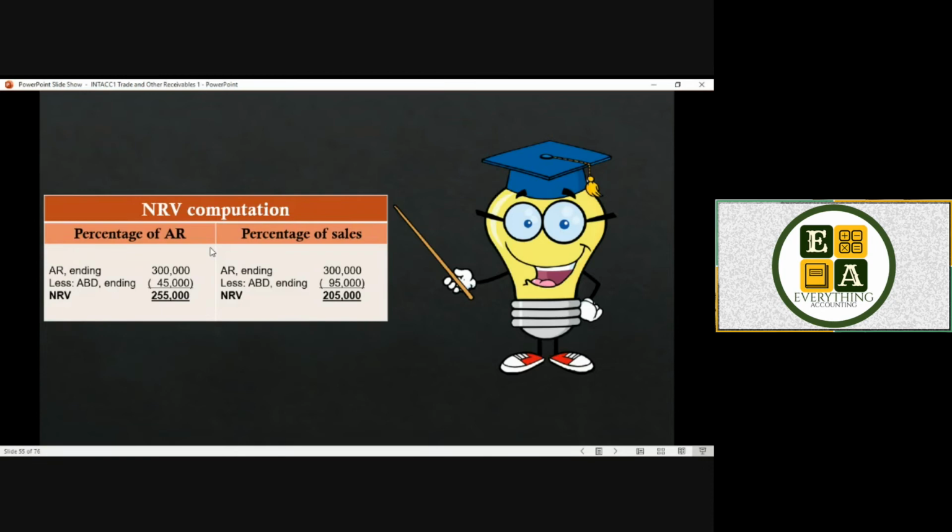So, kanina, yung ending balance natin is 300,000. Kung i-compare natin si percentage of AR sa percentage of sales, since yung ending balance natin ng allowance is 45,000 for percentage of AR, NRV will be 255,000. But for percentage of sales, yung ending balance natin is 95,000, yung magiging NRV will be 205,000. Okay? So magkakaiba talaga yung resulting figures sa different approaches. Okay? Different approaches. Kindly take note of that.